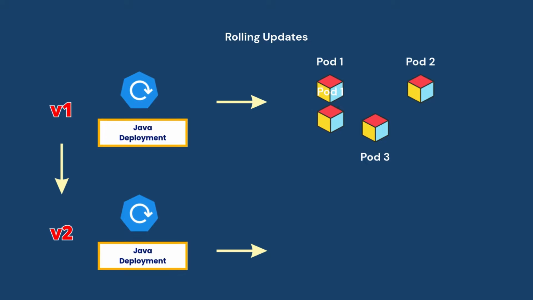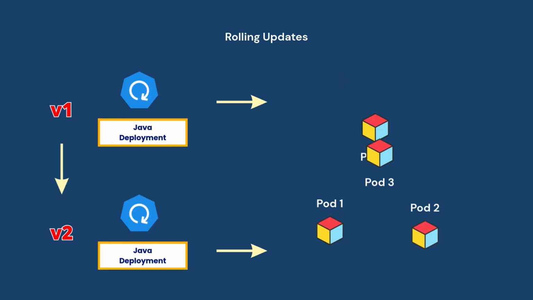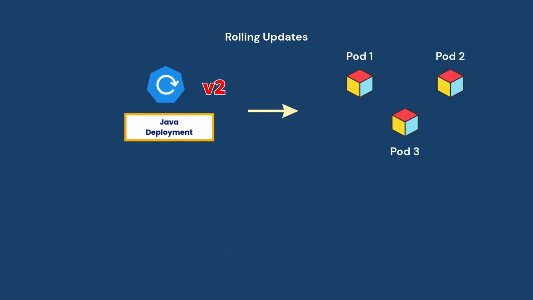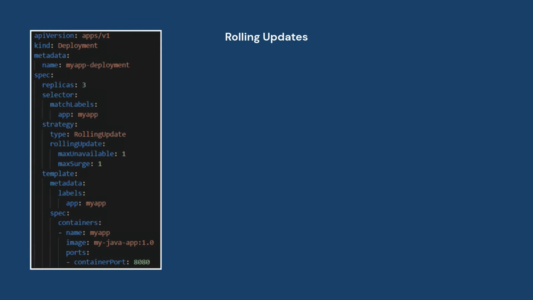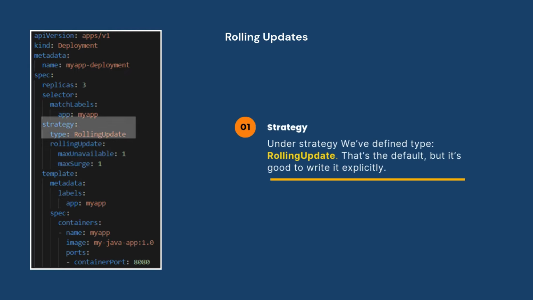First, it creates a new replica set with the updated pods. Then, it slowly replaces the old pods with the new ones. Then, it ensures your application stays available during the entire process. Now, let's go back to our deployment YAML and extend it by adding an update strategy to control how the rolling update happens. Under strategy, we have defined type RollingUpdate.